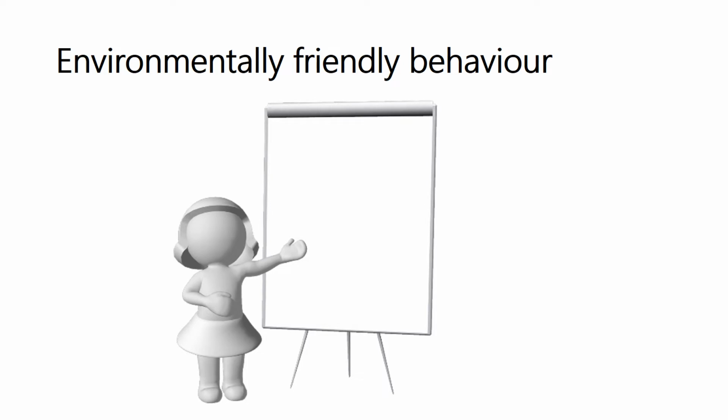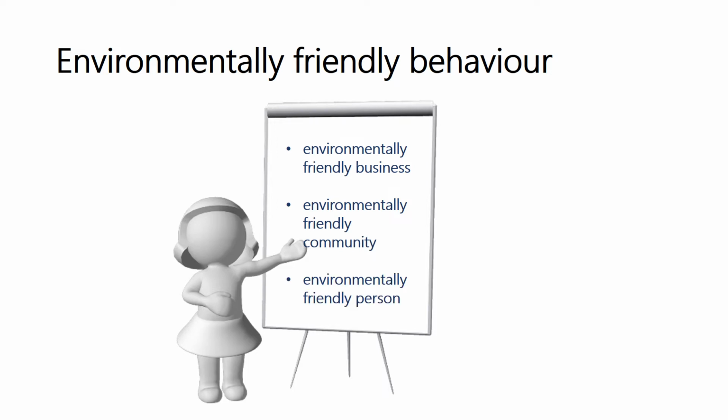There are 3 categories that we can address when talking about green behavior. We can talk about green business, the importance of green behavior in our communities, or we can talk about ourselves as individuals. What's our role in it? What we as individuals can do. Today, we are mostly going to concentrate on ourselves and our community.